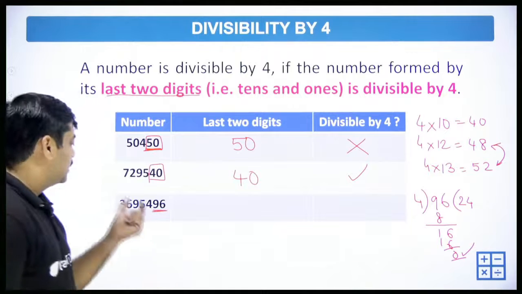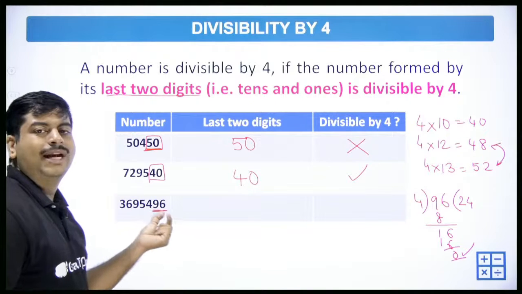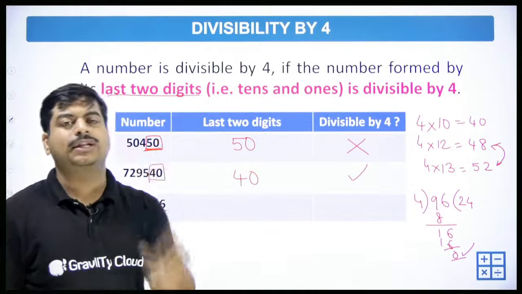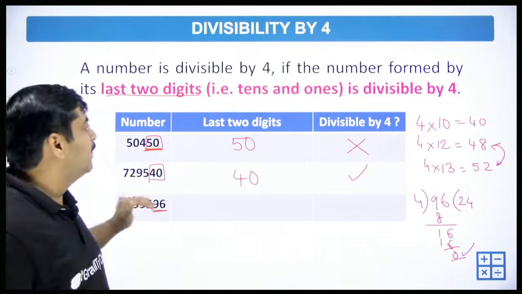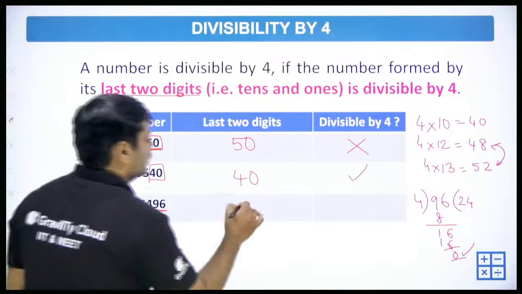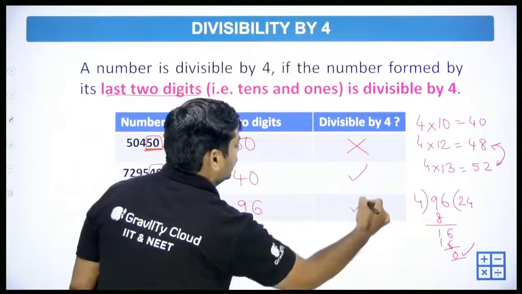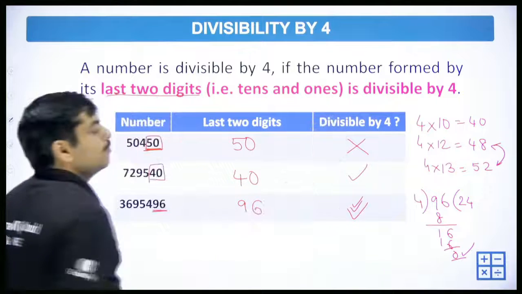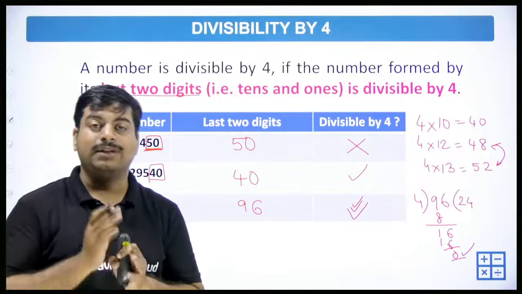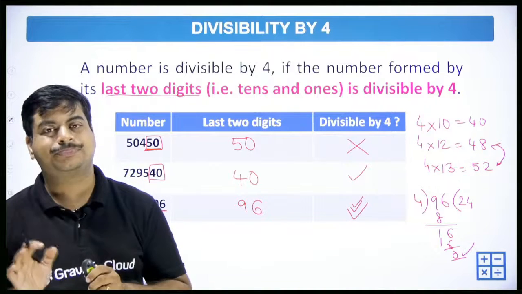It is a 6-digit number, but there is no need to divide everything. It is enough to divide the last 2 digits to say whether the given number is divisible by 4 or not. The last 2 digits are 9 and 6, 96, and yes, it is divisible by 4. So that is how you can say whether a number is divisible by 4 or not.